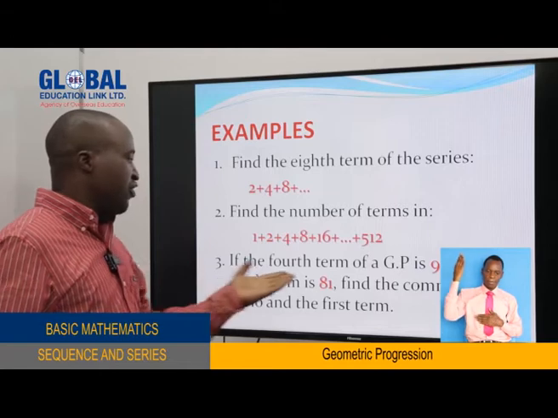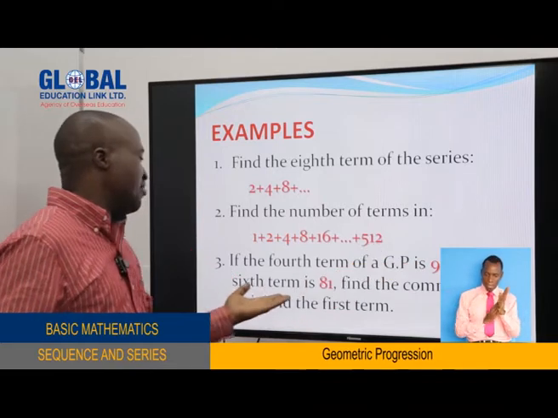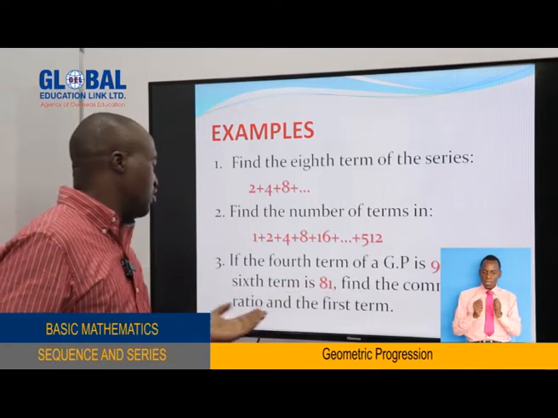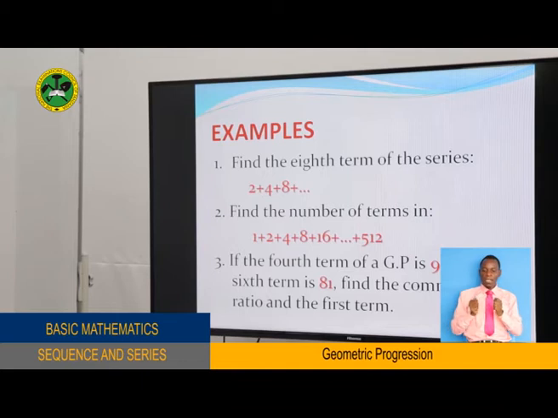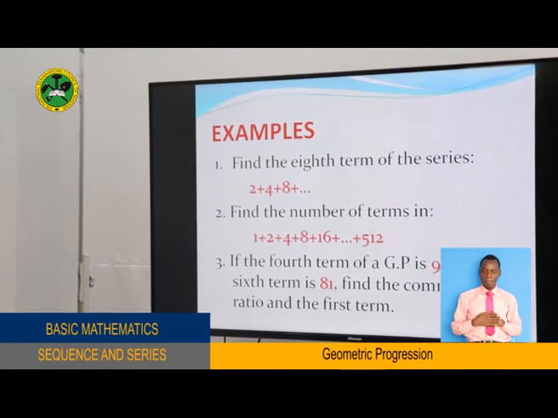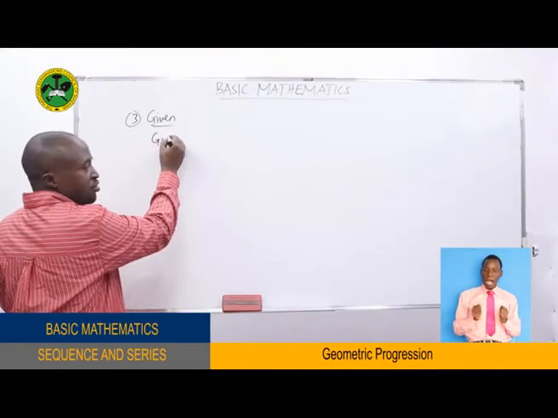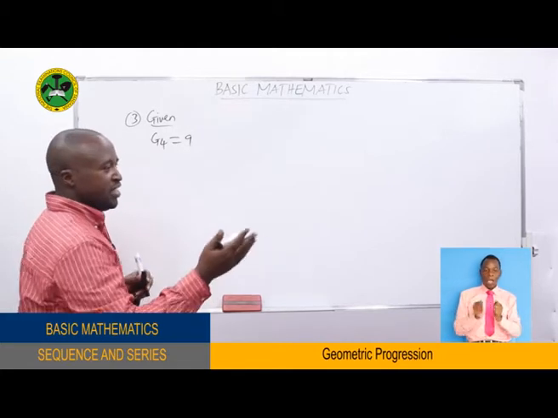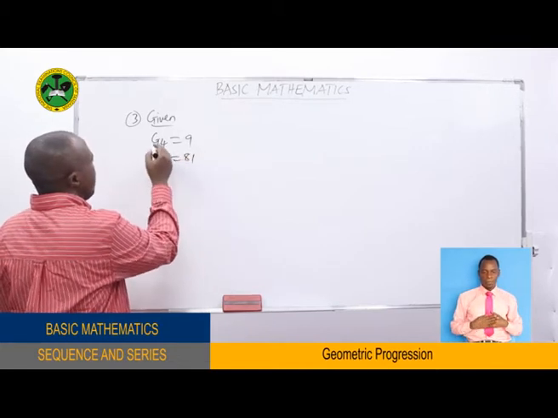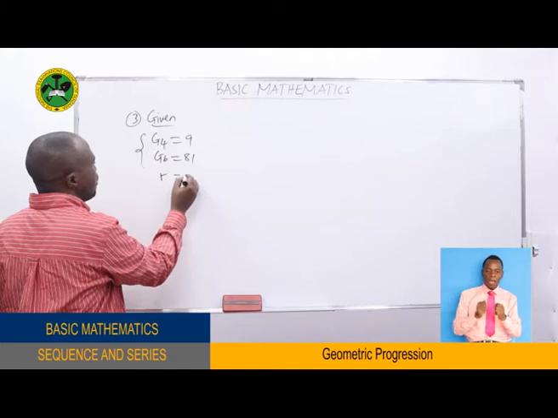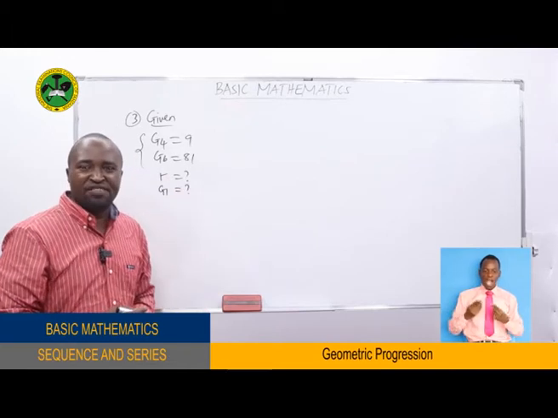That is, if the fourth term of a geometric progression is 9 and the sixth term is 81, find the common ratio and the first term. So given, that is G4 is equal to 9. But again, we have G6, which is equal to 81. Now in this case, we are supposed to find the common ratio and the first term of the geometric progression.